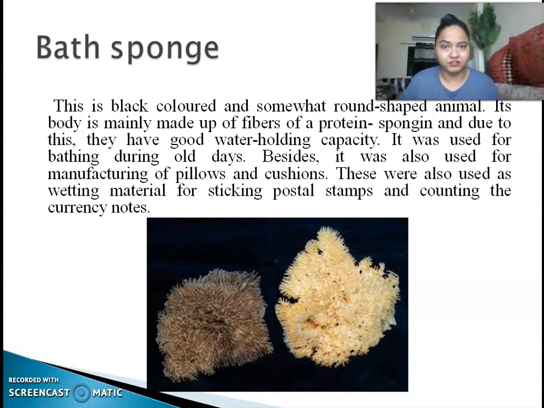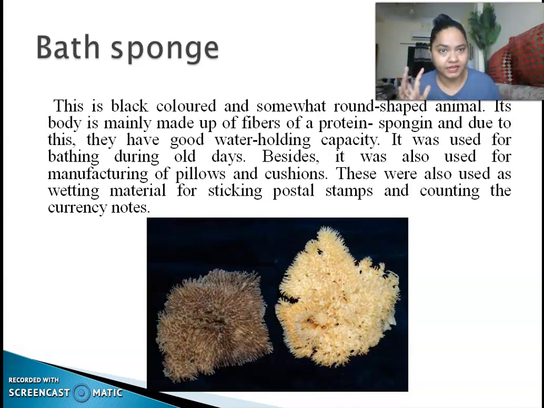Now coming to the fun fact. Bath sponges are black in color, somewhat round in shape as you can see over here, and they are actually animals. Their body is mainly made up of fibers of protein known as spongin, and due to this protein spongin, they have a very good water holding capacity. They can absorb a lot of water.